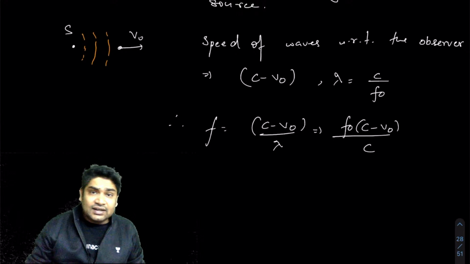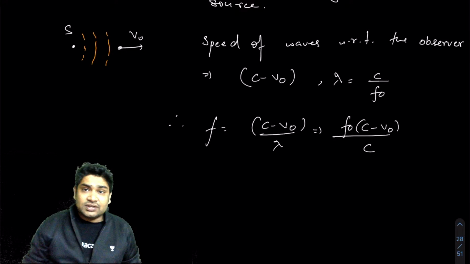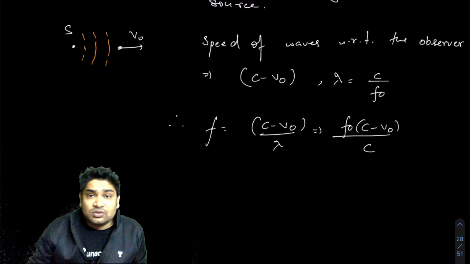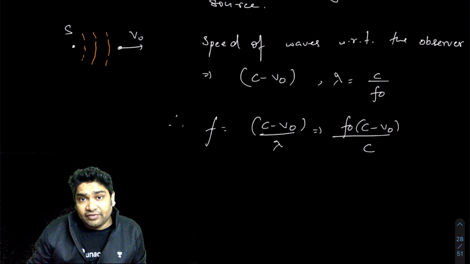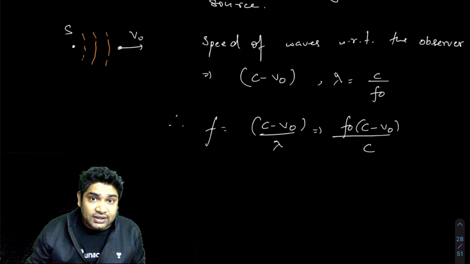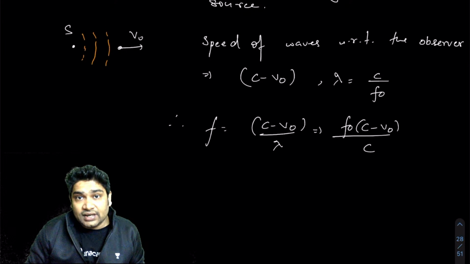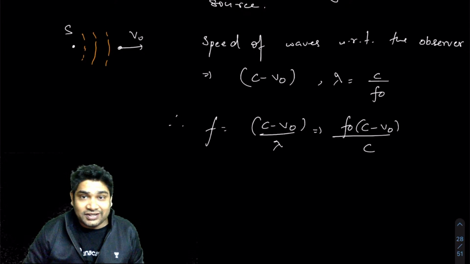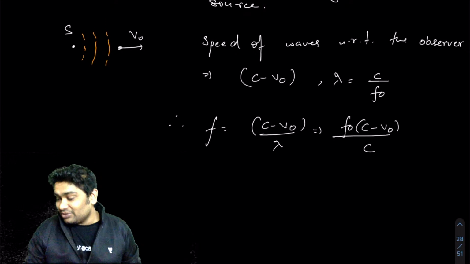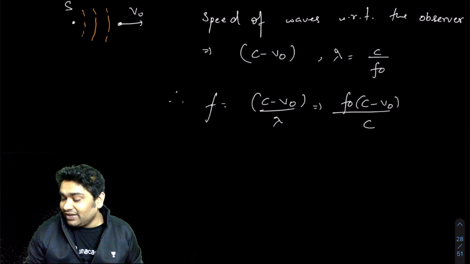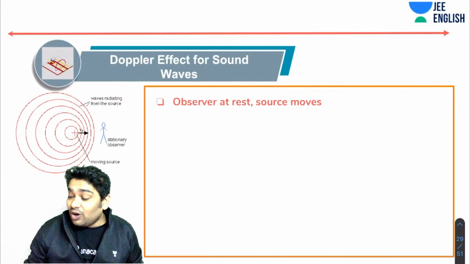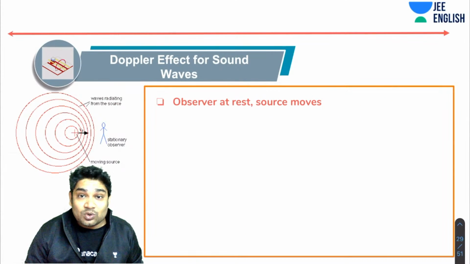So the frequency heard by the observer this time reduces. So if the observer starts to move away from the stationary source, he hears a smaller frequency, which is smaller than the frequency emitted by the source. And if he starts moving towards the source, then the frequency heard by him is greater than the frequency emitted by the source. Okay. Next, we will take up another case where the observer is at rest and the source is moving.